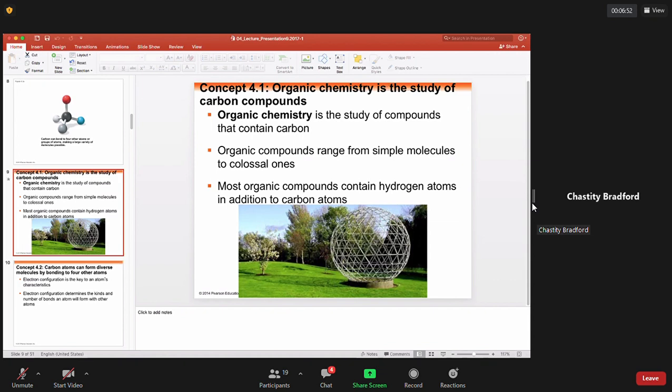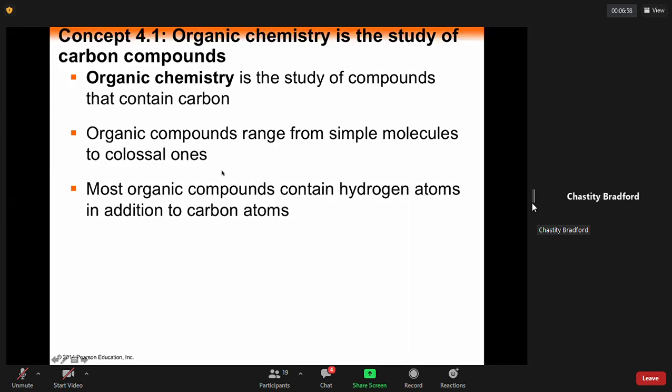All right. So this is the very first concept right here. You see it in black. It says concept 4.1. So when you are studying, you need to look at the concepts, okay? Not all the details, the concepts. What do I need to know? So the first thing you need to know is that whenever we're talking about organic chemistry, it is the study of what type of compounds. Talk to me. The study of carbon compounds. Mm-hmm. Carbon compound, okay? All right. We'll move on.